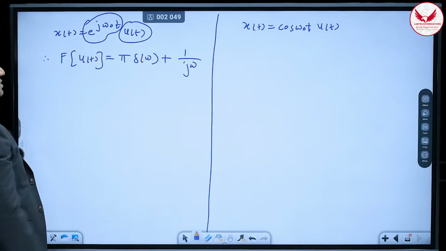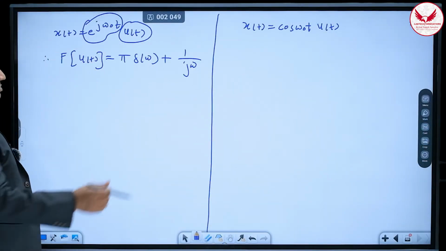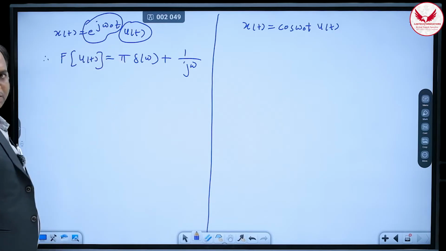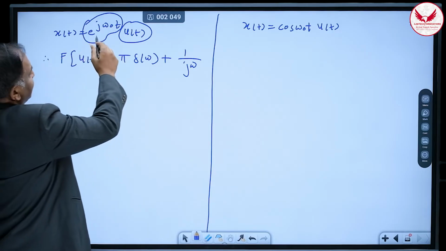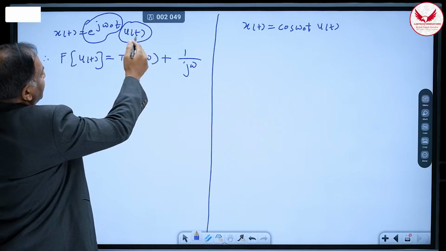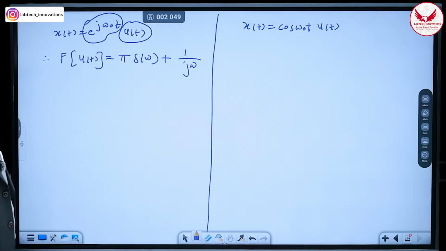Next, x of t is equal to e raised to j omega 0 t u of t. There are two terms, one is u of t, another is e raised to j omega 0 t. It means the signal u of t is multiplied by e raised to j omega 0 t. So you can use the frequency shifting property. So we have to recall the properties.